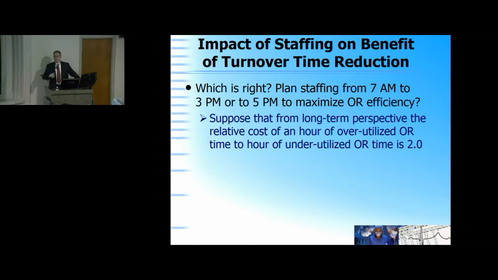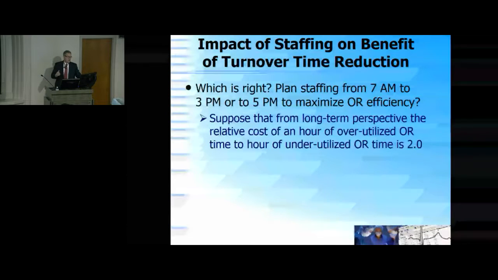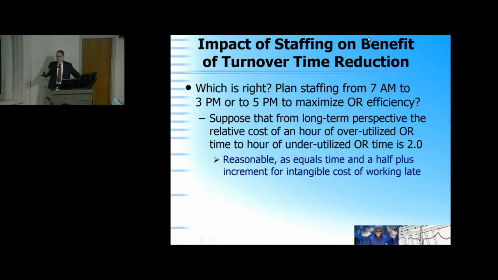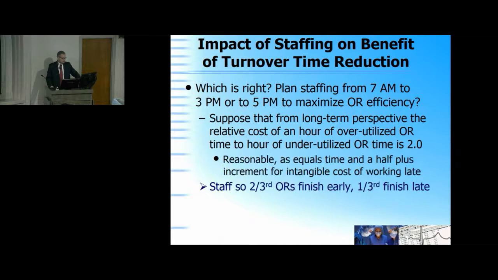It would be the difference of saying 1 milligram of propofol in an adult between these different ratios. So in the relative cost ratio of 2, it is twice as expensive on a long-term basis to finish late than finish early. So if it's twice as expensive to finish late than finish early, which is sort of time and a half and a bit extra for the intangible cost of working late, you plan your staffing so that 2/3 of the rooms finish early and 1/3 finish late.